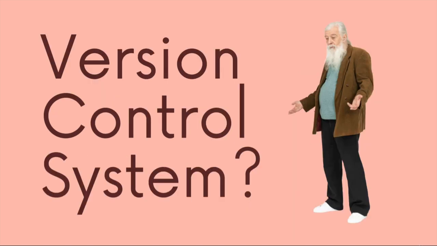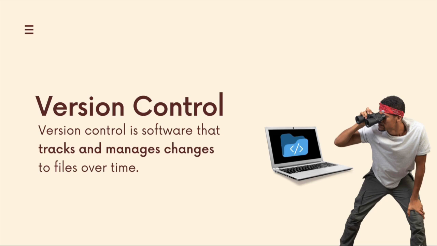So what exactly is a version control system? It doesn't sound all that glamorous. Essentially, version control is software that helps track and manage changes to a set of files over time. Also doesn't sound all that glamorous or exciting, but hugely important.